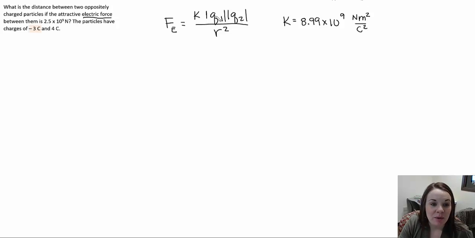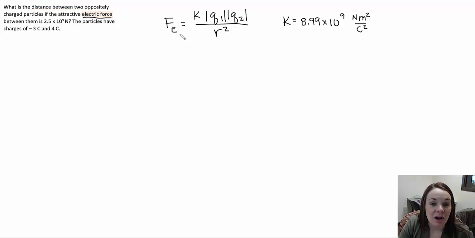And then my Q1 will be my first charge, and remember the absolute value signs here tell you that we must make it positive. Q2 will be the charge of my second particle, and R is the distance between them. And like I said, F represents the force.